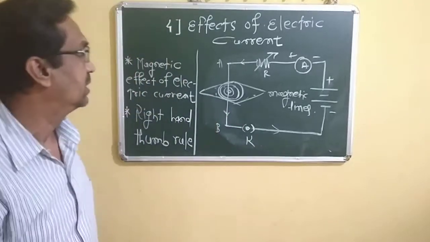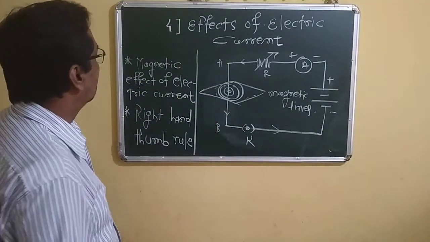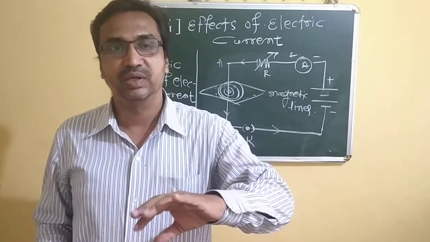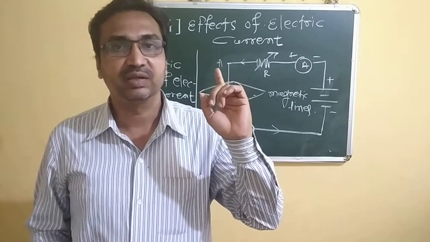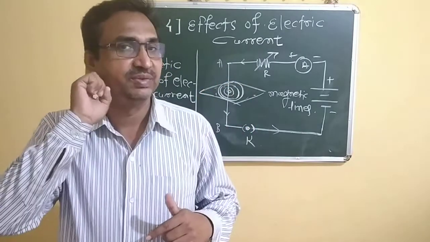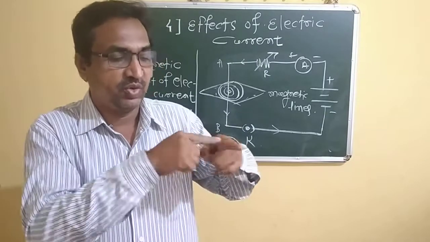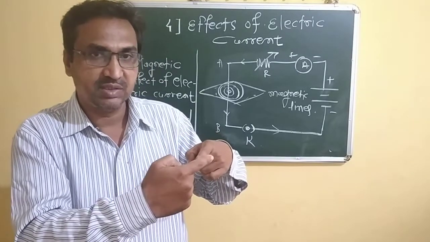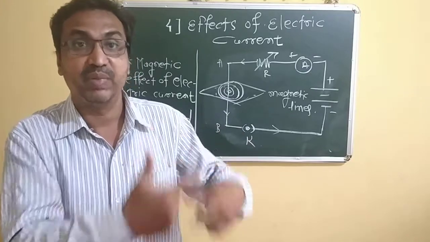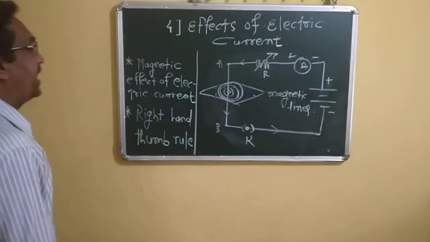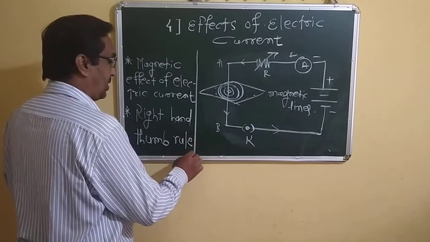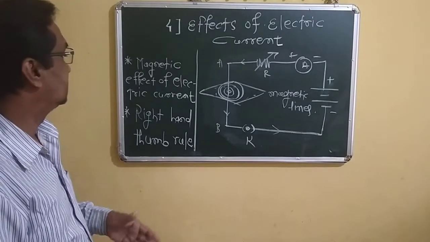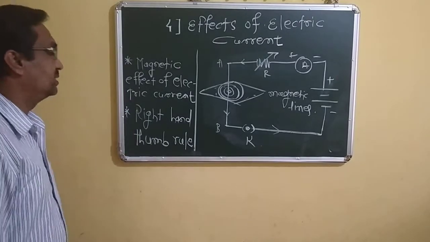manner around it. So in this way we can easily find that there is some correlation between electric current and a magnetic field. When electric current is flowing in the conductor, it is surrounded by a magnetic field, and we can experience a magnetic field around it. This can be easily experienced by the right hand thumb rule.